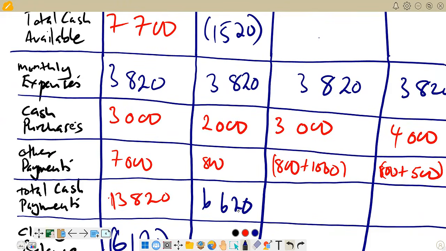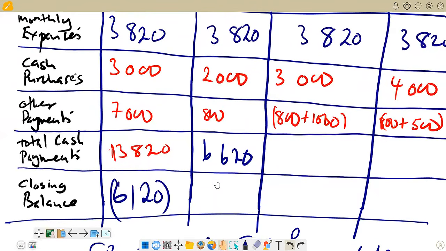6,620. That's what we have. Then we are now saying negative 1,520 minus 6,620. Remember, we are subtracting this one minus this one, but this one is already negative. So say negative 1,520 minus 6,620. Obviously this is going to be a negative again. And then you are supposed to get a negative 8,140. We show it in brackets, and it's going to be our opening balance again for the next month.